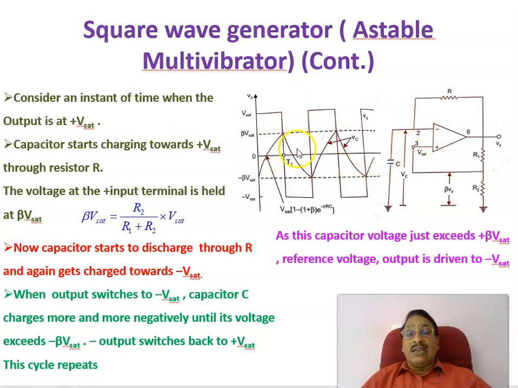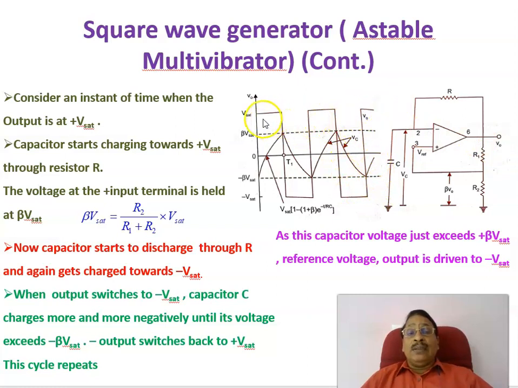Once the capacitor is discharging and charging towards minus V sat, and just crosses minus beta V sat, the output changes from minus V sat to plus V sat. Then that repeats. Again, when it is plus V sat, the capacitor charges, and the reference voltage is plus beta V sat. Once the capacitor voltage exceeds plus beta V sat, the output changes to minus. Therefore, it keeps repeating like this.